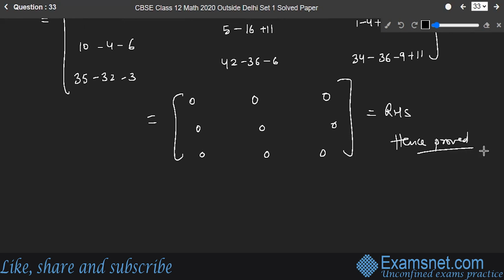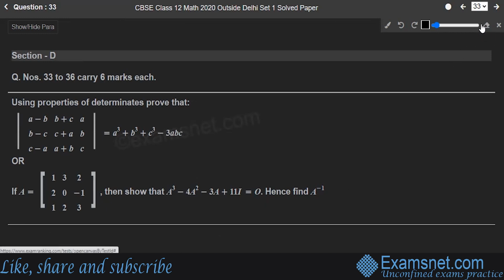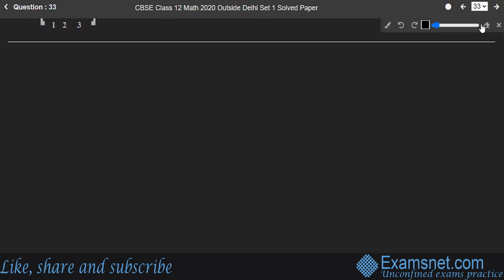Hope you understood that. So now using this same thing, you have to find out A inverse. I'm going to erase the screen because it is going to again take some time. Okay. So now we already had this equation as A cube minus 4A square minus 3A plus 11I is equal to 0. Now pre-multiplying both sides by A inverse.